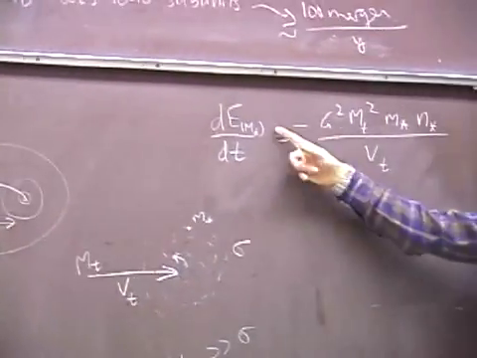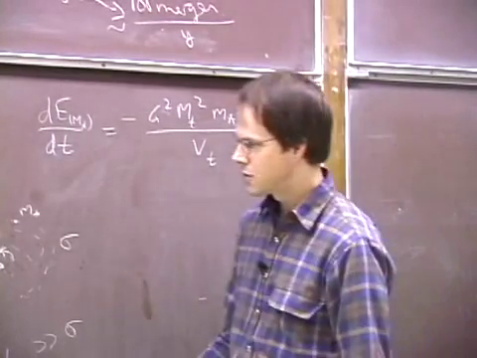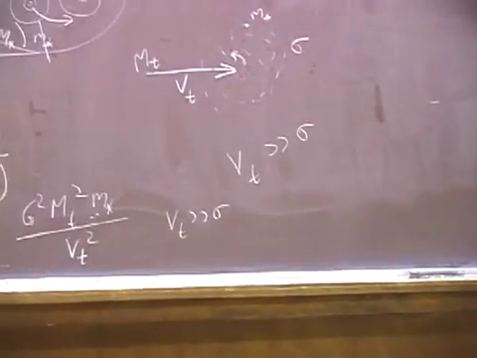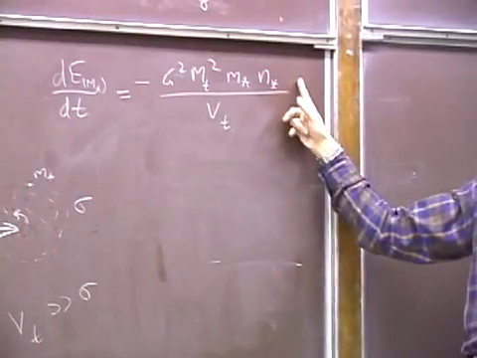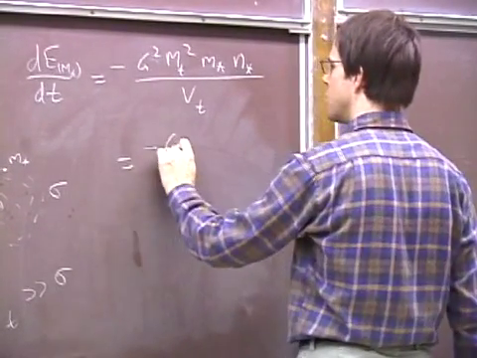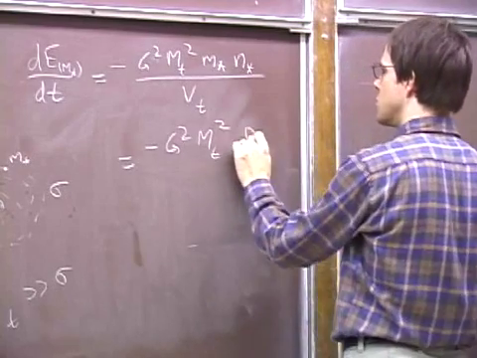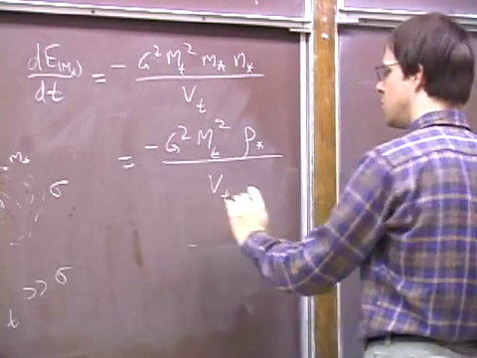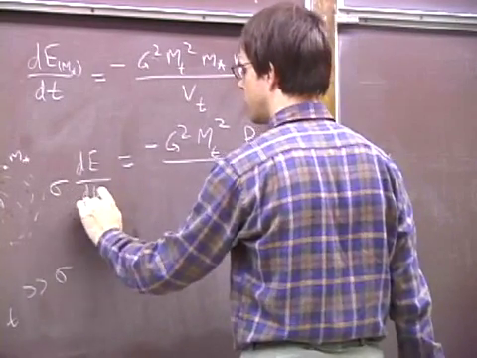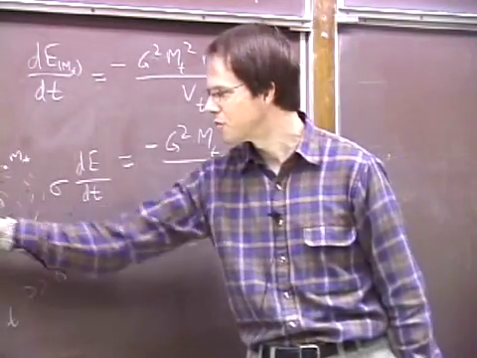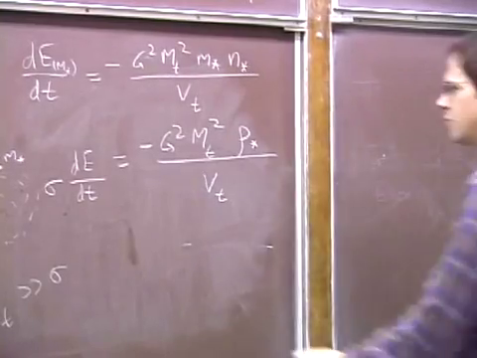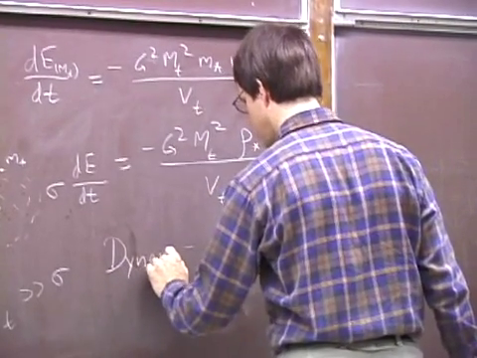Okay, so the rate at which the body loses energy is going to be the cross-section times the energy loss. Then we have to multiply by the number density of stars times the velocity to get the flux of stars that are hitting the bigger one. And so I can write this as minus G squared M_t squared times the density of stars over the velocity of the fast-moving particle. So that's the rate at which this fast-moving particle loses kinetic energy to the surrounding stars. And this process is called dynamical friction.